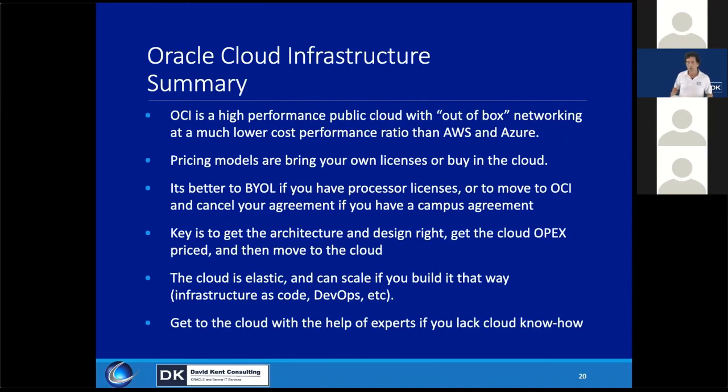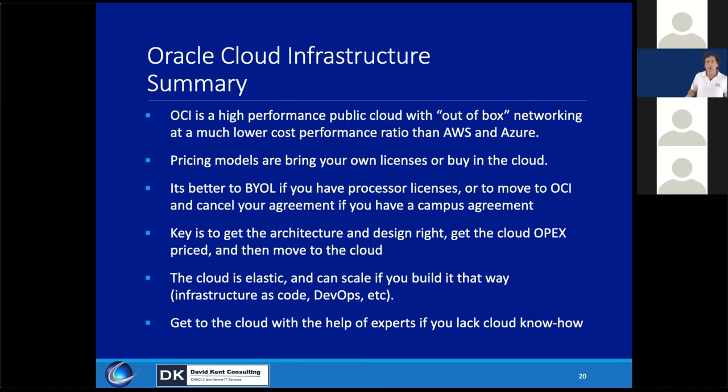So in summarization, Oracle Cloud is a high-performance public cloud with out-of-box networking. And it delivers a very high performance at a much lower cost than AWS and Azure. Of course, we know that Oracle leadership, including Larry Ellison, are behind in the game, and they are playing catch up. And you can benefit by locking in a 5-year contract with a cost that is significantly less than other cloud providers. Pricing models are bring your own license or buy in the cloud. And usually it is better to bring your own licenses into the cloud, but that's not always the case. It depends again on how you're licensed with those processor licenses, how many of them you have, and what you need for workload and features when you get into the cloud.